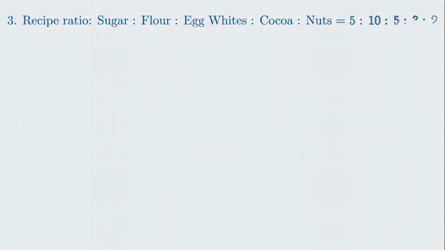Our third problem involves working with ratios to determine ingredient quantities for a recipe. A cake recipe uses ingredients in the ratio of 5 to 10 to 5 to 3 to 2 for sugar, flour, egg whites, cocoa, and nuts.